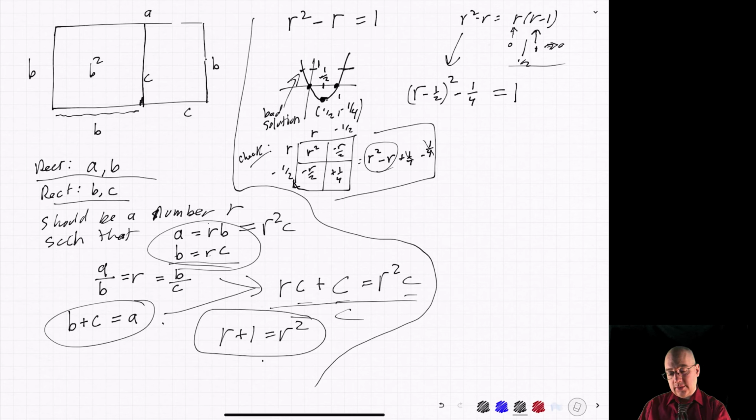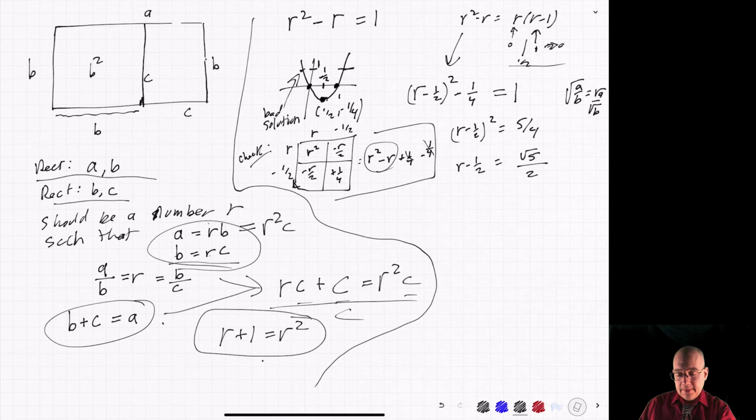Anyway, back to the equation solving. I add 1/4 to the other side. R minus 1/2 squared equals 5/4. R minus 1/2 equals the square root of 5 over 2. Square root of 4 is 2. The square root of a fraction is the same as taking the individual square roots, as long as everything's positive. Also, when you take square roots, you don't know the sign of it, so it's plus or minus.